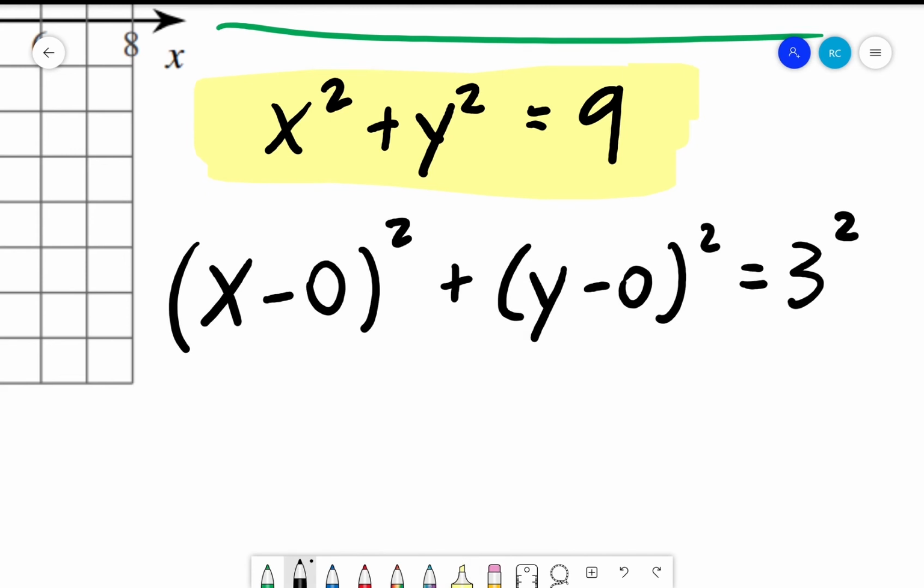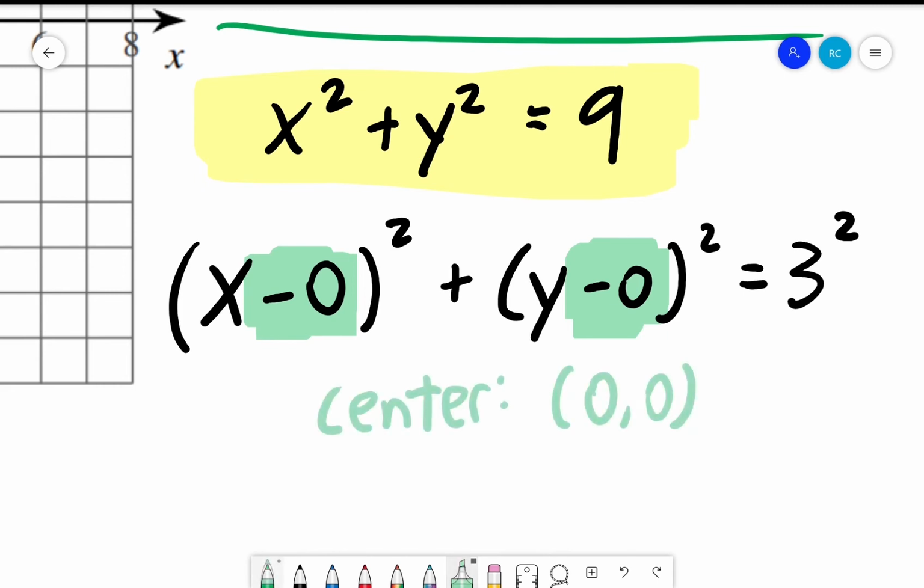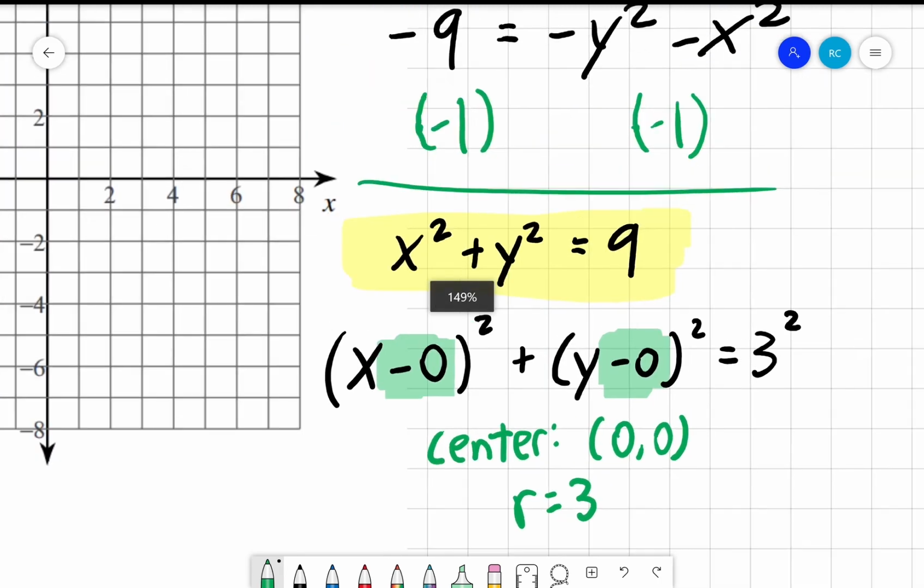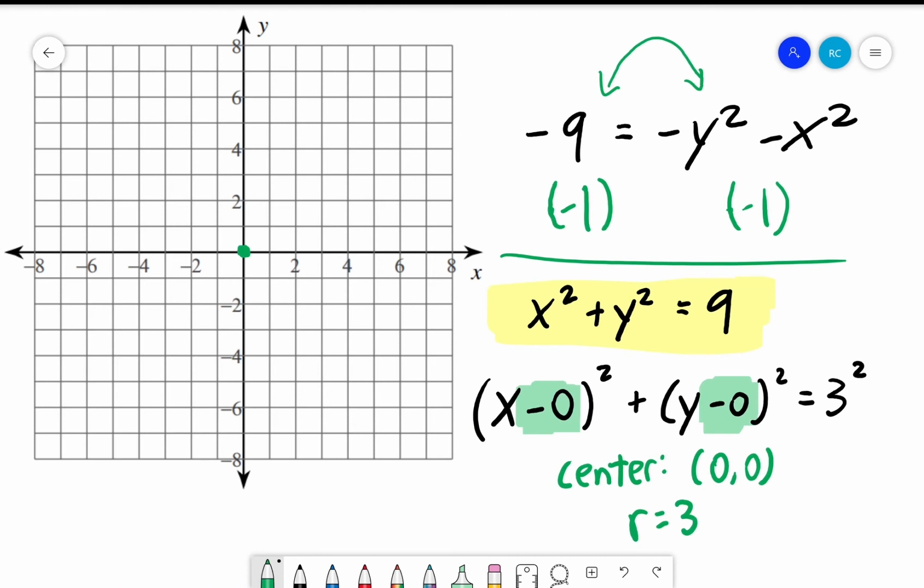Do you see how once again I have not changed any part of the equation's value? I just changed the way it looks by highlighting those zeros that are always there, but we just don't write them down because they'd be redundant. So our center is 0, 0, and our radius is 3. I bet I can graph that pretty easily. There's the center. And there's my radius 3 circle.